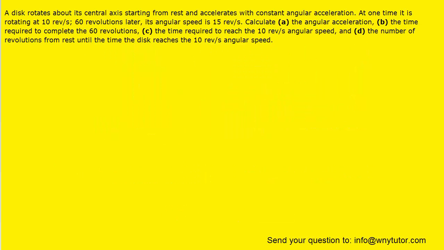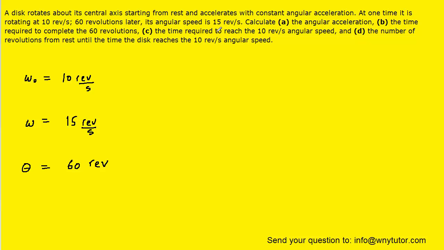If you haven't done so yet, please pause the video and try to solve the question on your own before listening on. What we can do first to begin solving the question is to write out the given quantities. Now, although the question says that the disk starts from rest, it then goes on to tell us that we had an angular speed of 10 revolutions per second and then another angular speed of 15 revolutions per second.